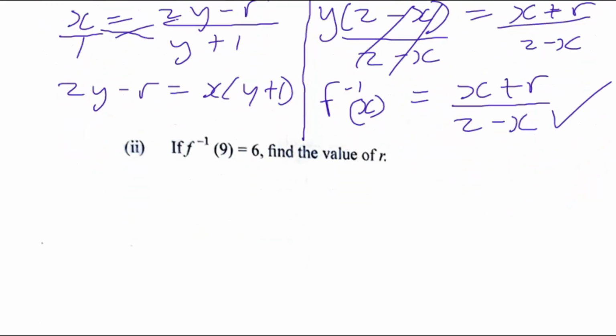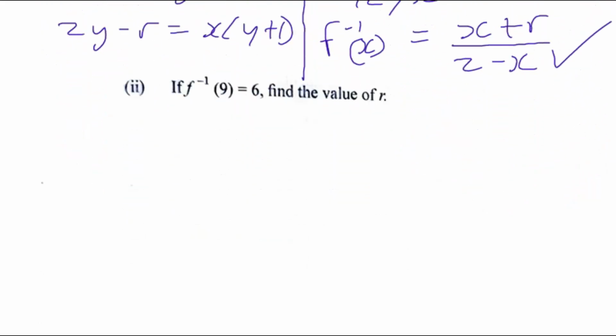And we're now told that f inverse 9 is equal to 6. Find the value of r. So f inverse 9 can be found by substituting 9 in the inverse of the function. So we know f inverse x is x plus r over 2 minus x. So for f inverse 9, we simply replace x with 9. So f inverse 9 will be 9 plus r over 2 minus 9.